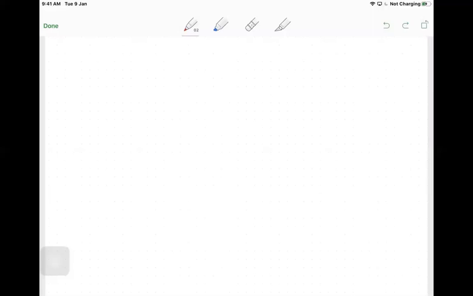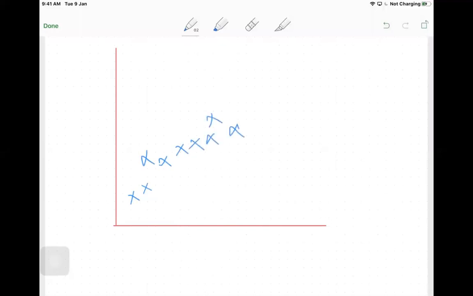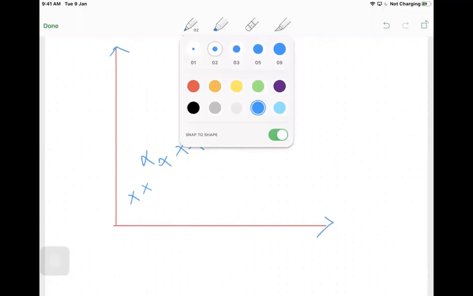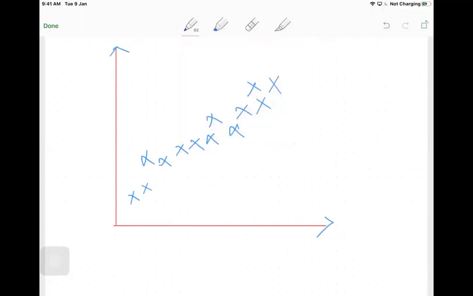So let's say the same data. I have some data like this, and some data like this and so on. Same example, but now let's say this time when I am trying to plot the line, instead of plotting the line through the data, let's say the line has a deviation a little more like this, or it has deviated below like this.